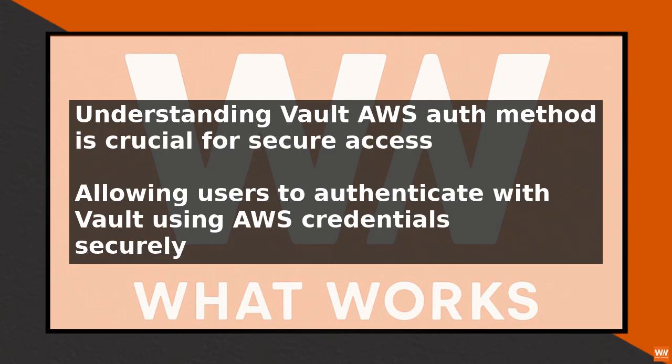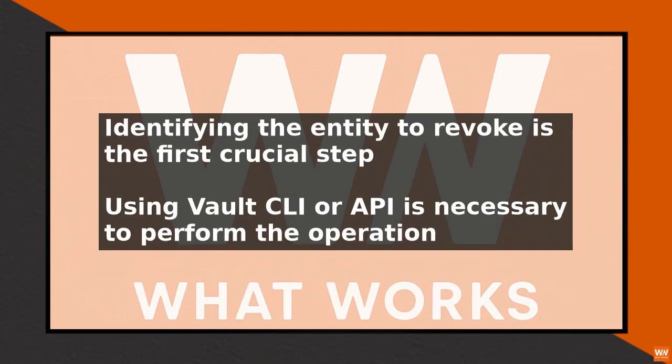The first step in revoking Vault AWS Auth is to identify the entity you want to revoke. This could be a user, a group, or a role that has been authenticated with Vault using AWS credentials. You will need to have access to the Vault CLI or API to perform this operation.